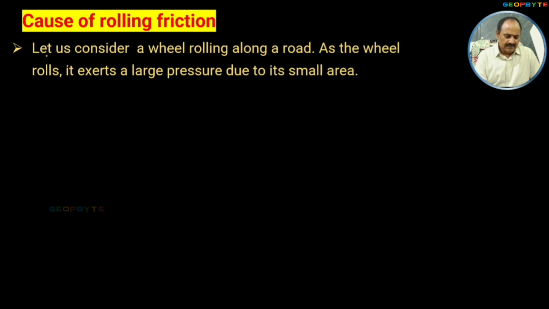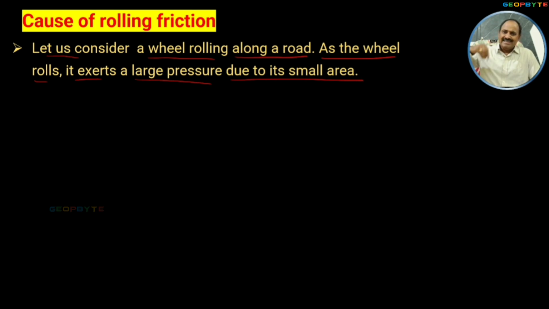Okay, look at the very first point. Let us consider a wheel rolling along a road. As the wheel rolls, it exerts a large pressure due to its small area. By the time the wheel is rolling along a road, the entire outer circumference of the wheel cannot be touching the road surface. Only at a particular point of the wheel is touching the road. Because of the small contact area, the pressure developed is very high.